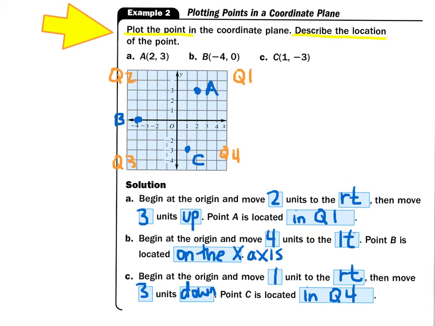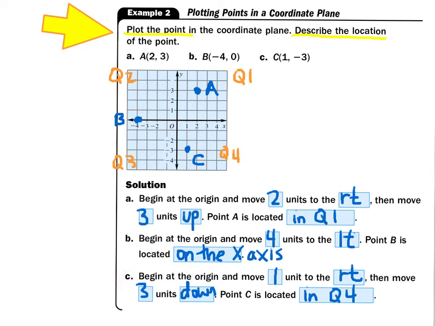And then take a look at B. So to graph (-4, 0), I start at the origin. -4 tells me to move to the left 4 units, and then 0 tells me don't go up or down. So I put a solid closed dot on -4 on the x-axis. So when I describe the location, this is a little different. You would have to say it's on the x-axis. It is not in one of the quadrants.